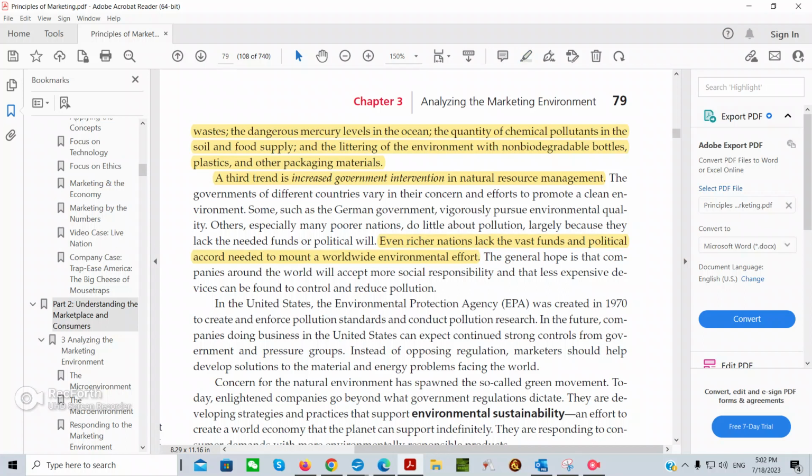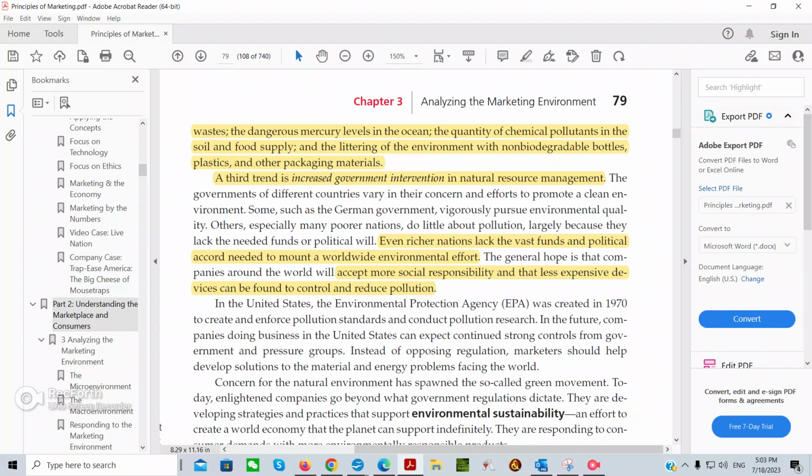The general hope is that companies around the world will accept more social responsibility and less expensive devices found to control and reduce pollution. So there was a need created right there. And whenever there's a problem, there's a business opportunity. So when you look across markets, different industries, you look at problems or what solutions are necessary or being called for. That will give you your opportunity and that will tell you what to market.